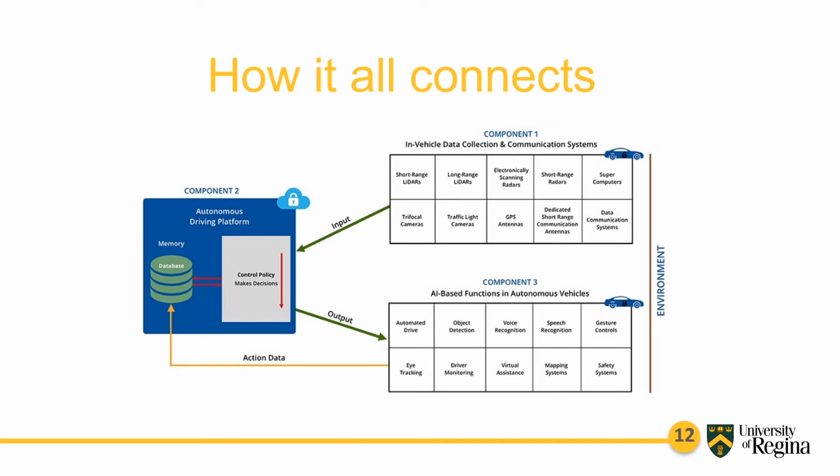Once we have necessary input, we can make use of various machine and deep learning technologies discussed to make decisions and judgments. Once we decide on a course of action, we feed it through output to component 3, which in turn performs functions like automated driving, lane changing, braking, object detection, voice recognition, monitoring driver behavior, and much more.